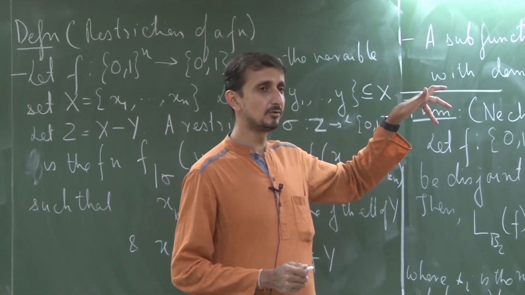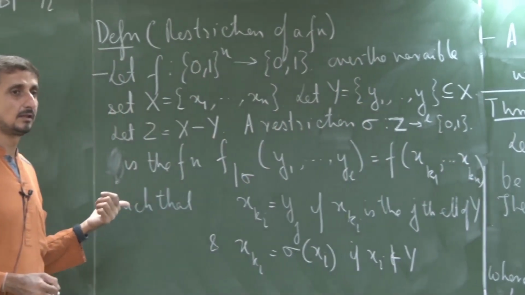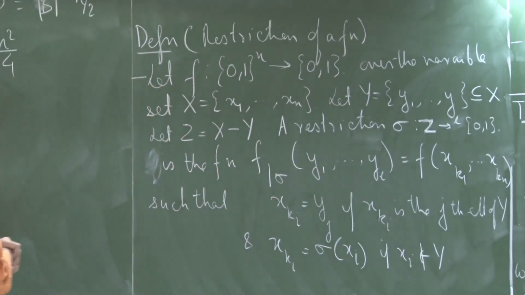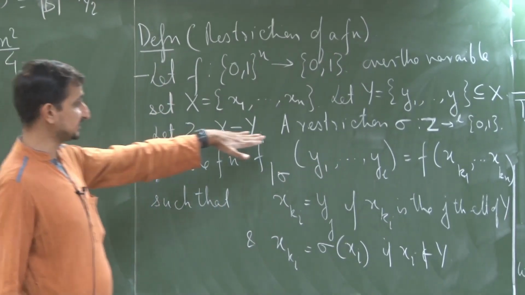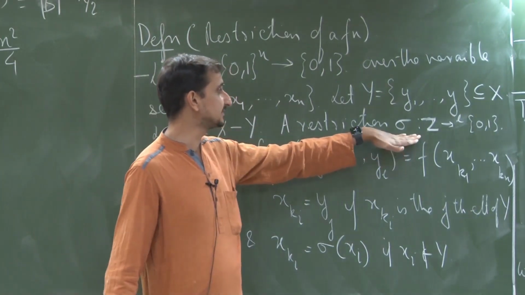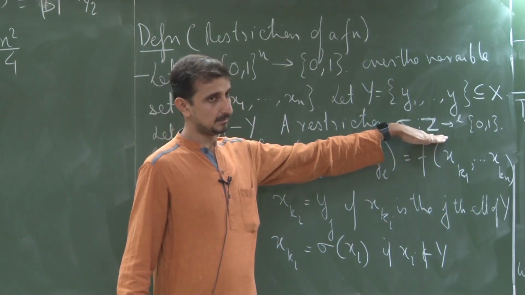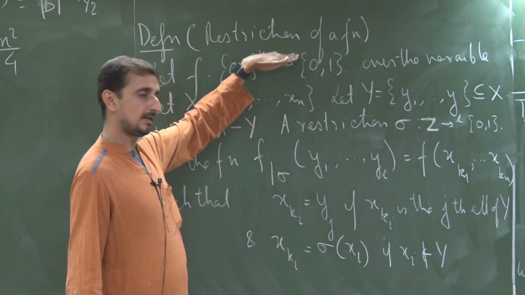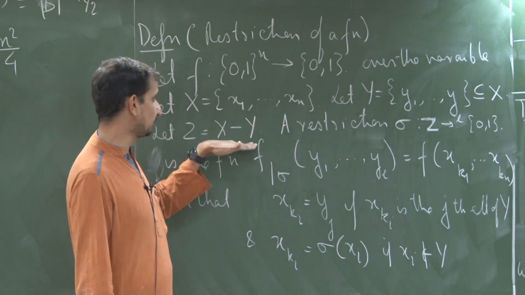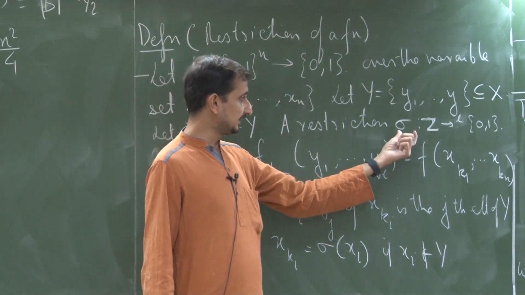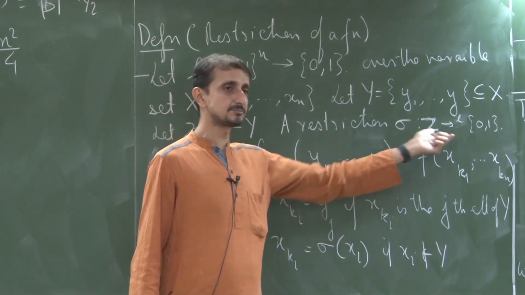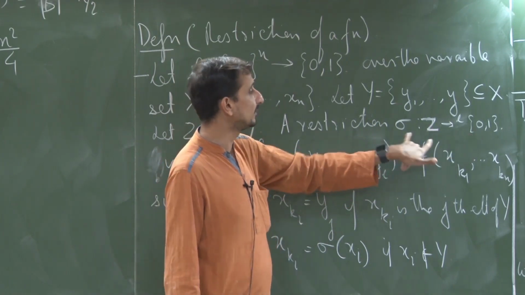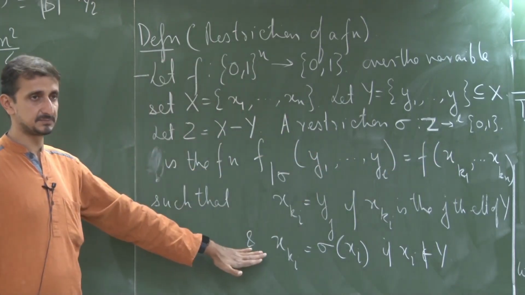Which definition are you talking about? Yes, given sigma, a restriction, here I am defining a restriction. So, a restriction is a function sigma on Z. Okay. So, given a function f and a set Y, a restriction is a function sigma on X minus Y, it is a Boolean function on X minus Y, which is defined in this manner.